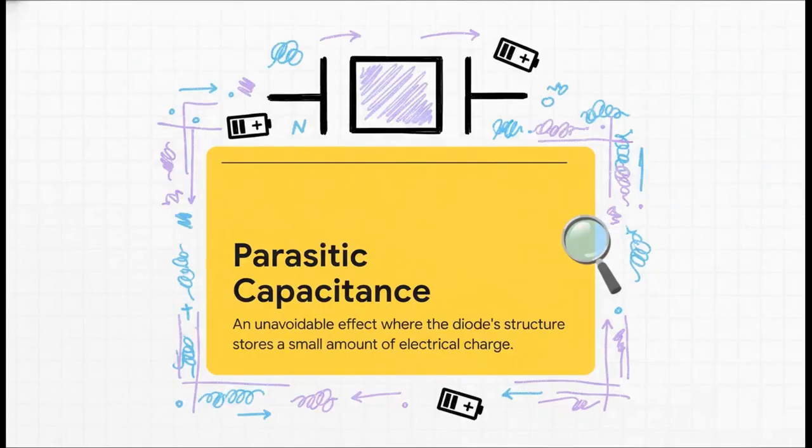And then there's flaw number two, parasitic capacitance. It sounds complicated, but here's the deal. Just because of how it's built, every single diode accidentally stores a little bit of electrical charge. It acts like a teeny, tiny battery that it was never meant to be. It's not a design choice, it's just physics, an unavoidable side effect.